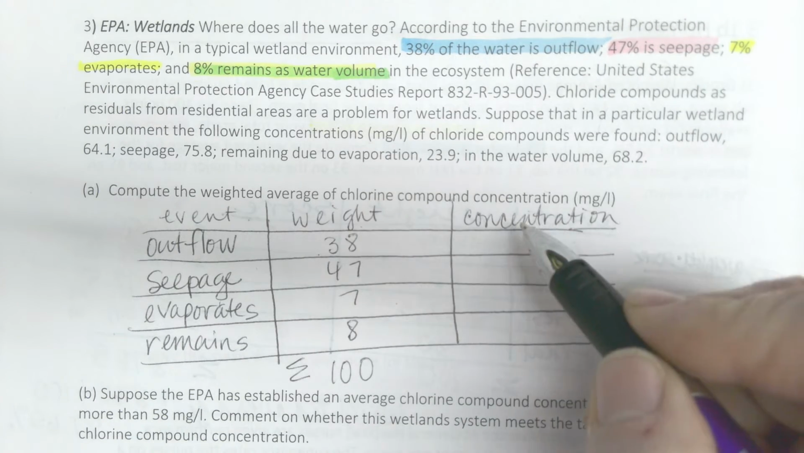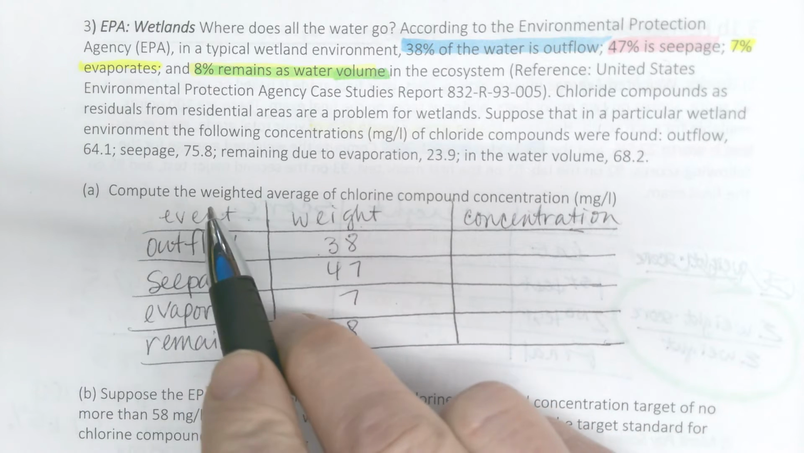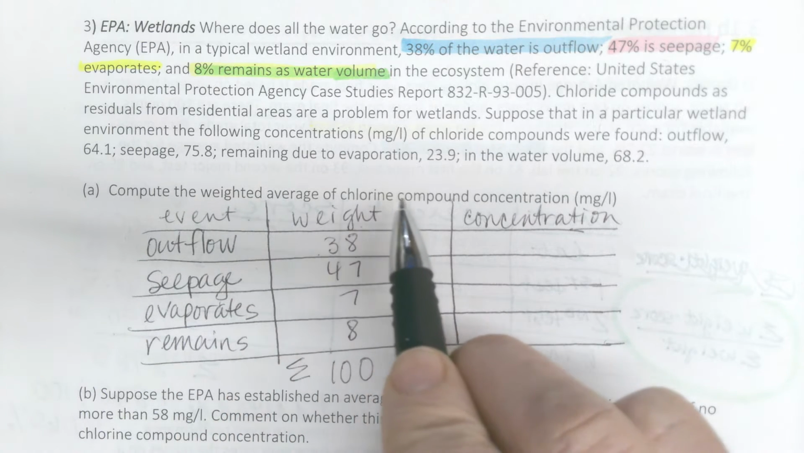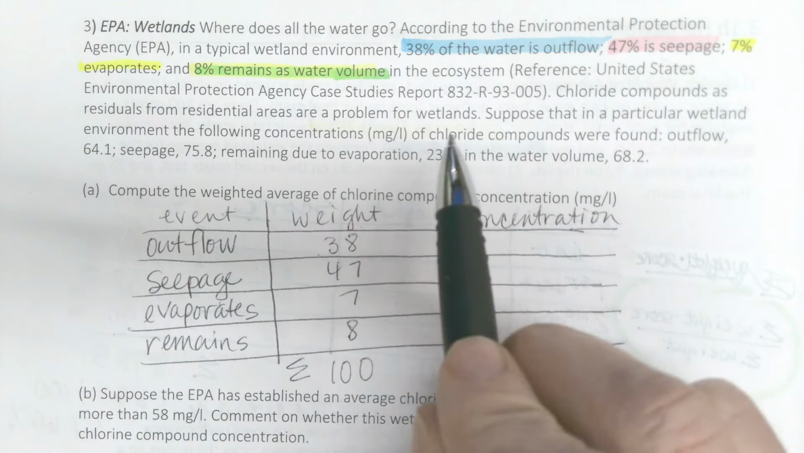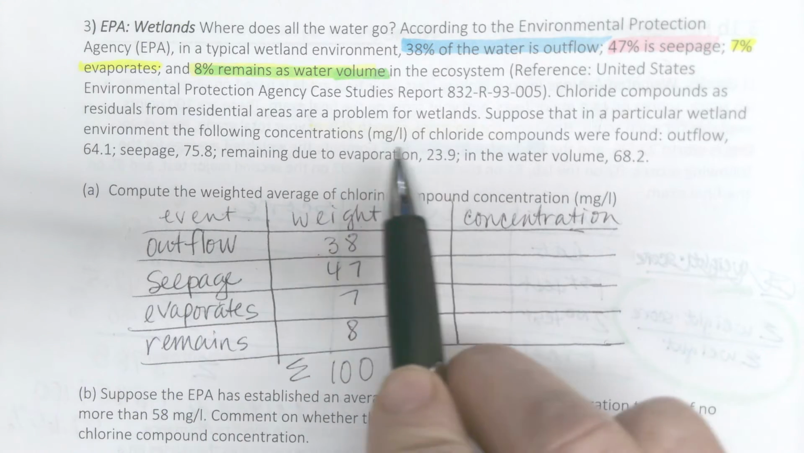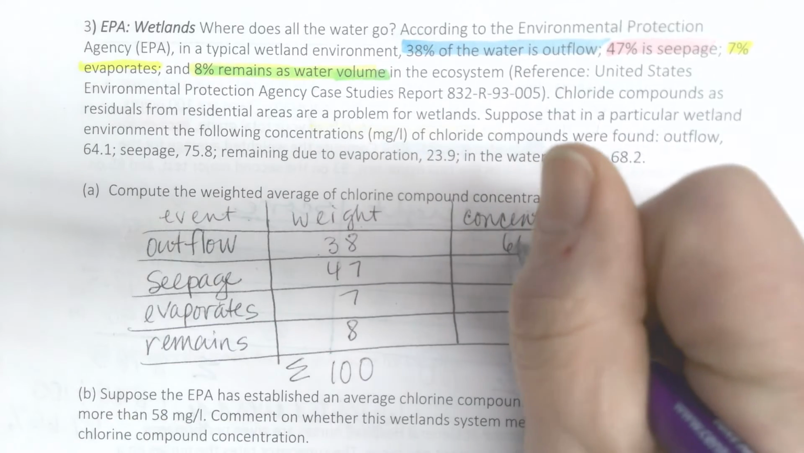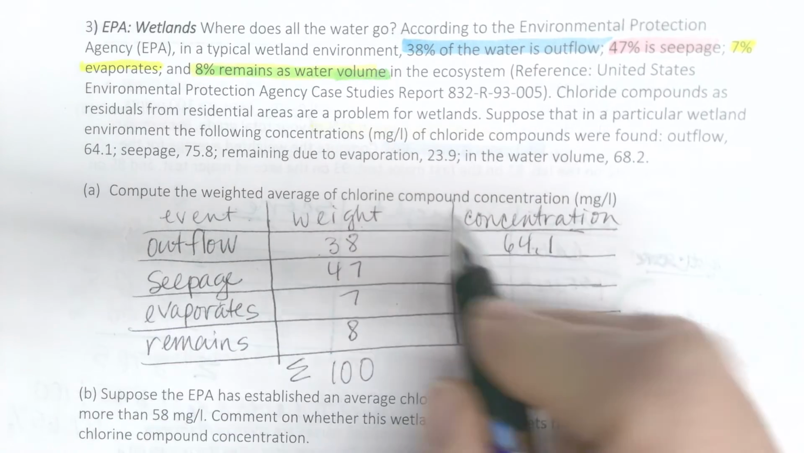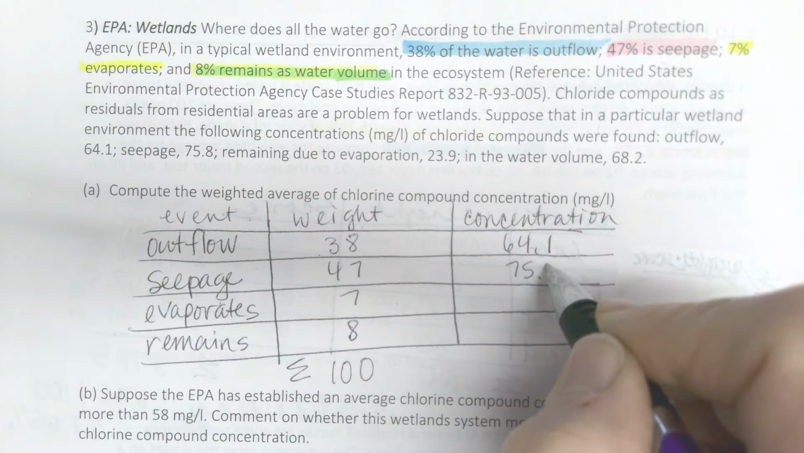Okay, then the concentration, and again, the labels of these don't really matter, but it did say compute the weighted average chlorine compound concentration. So then I'll put the concentration here. And so it says in the environment the following concentrations of chloride compounds were found. The outflow was 64.1. The seepage was 75.8.